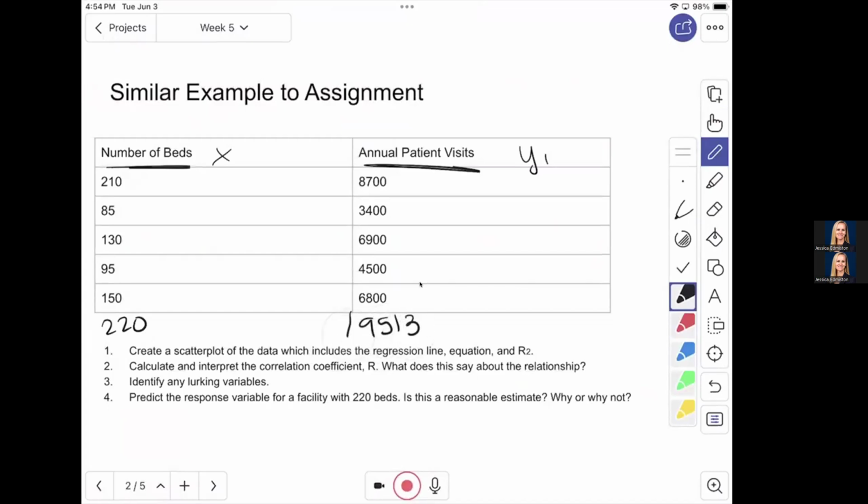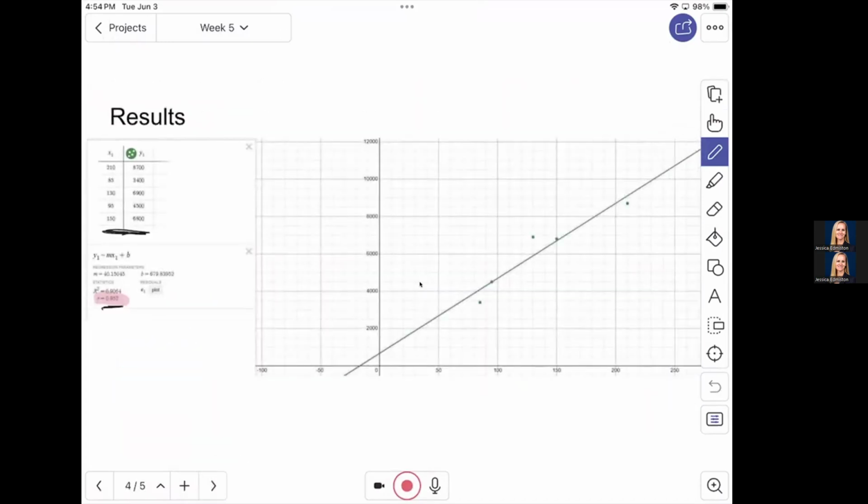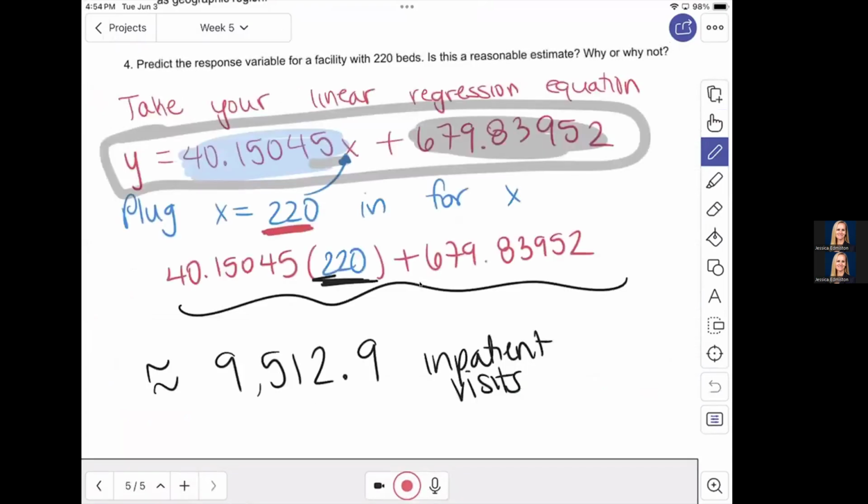Would you say that that's a reasonable estimate? I would say yes, for several reasons. If you're looking at the numbers, it looks pretty good, like it's a reasonable estimate, but also our correlation is strong. And so that means that we can make these predictions. And so I would say it is a reasonable estimate in this case.